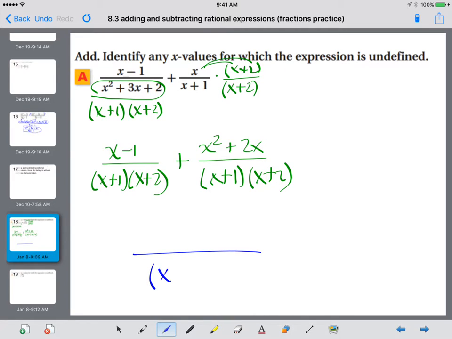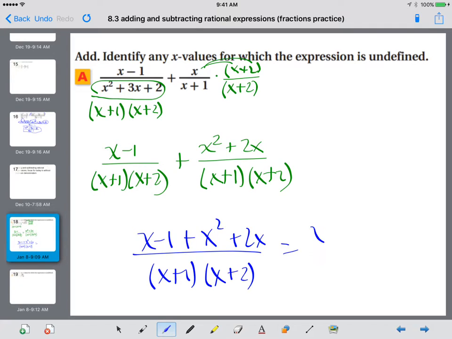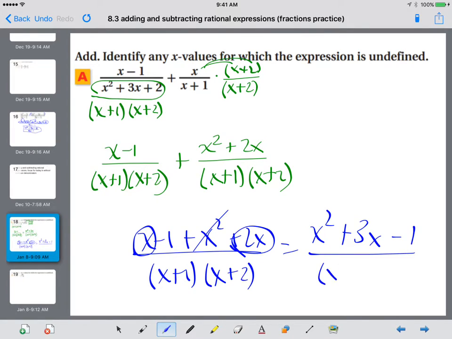And we can have (x plus 1)(x plus 2), and we have x minus 1 plus x squared plus 2x. Now let's go to combining like terms. X squared comes first, there's nothing to combine it with. We have 1x plus 2x, well that's plus 3x, and then minus 1, all over (x plus 1)(x plus 2).